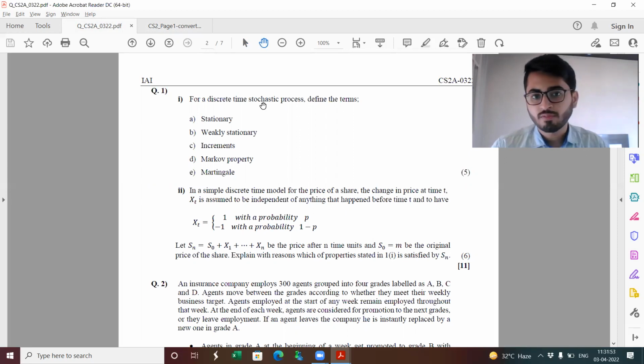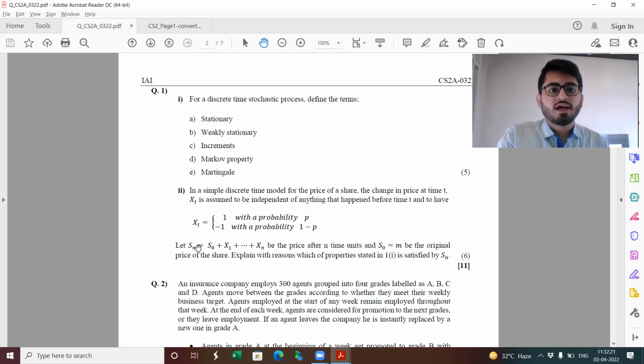So just to give you a brief, martingale is where the future expected value of the process is the current value. Then a process is said to be a martingale. Alternatively, if the expected change in process is zero, then that is also said to be a martingale. It's the same thing. When we say that the expected future value is the current value, it is an equivalent way of saying that the expected change in value of process is zero. So the first part was direct bookwork, 5 marks.